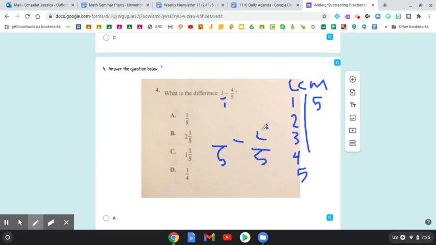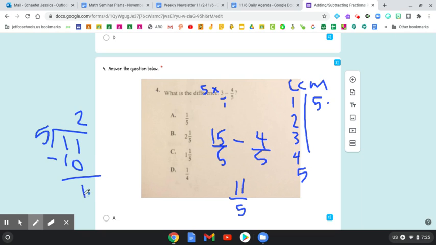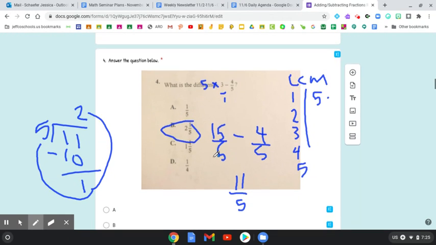This side will stay a 4 because it's in the first position. And this side has to be multiplied by 5. So 3 times 5 is 15. So I have 15 fifths minus 4 fifths, which would make 11 fifths. And so I'm going to do my long division and figure out how many times 5 will fit into 11. It's going to fit in twice for 10, and it's going to have 1 left over. So this is 2 and 1/5. 2 and 1/5, B.